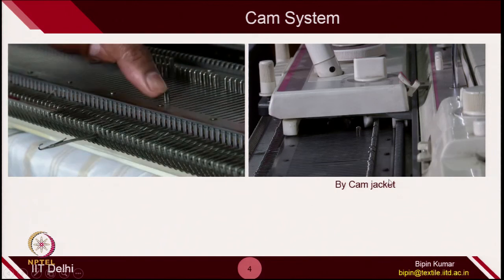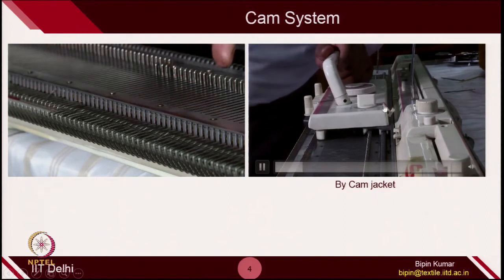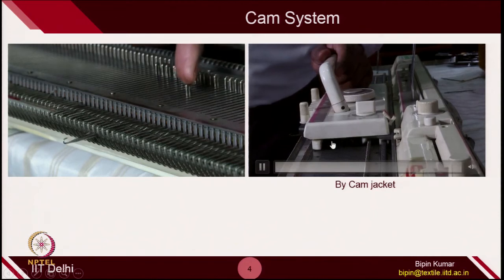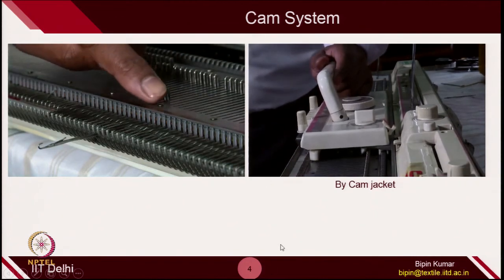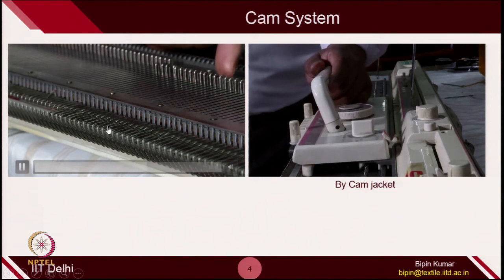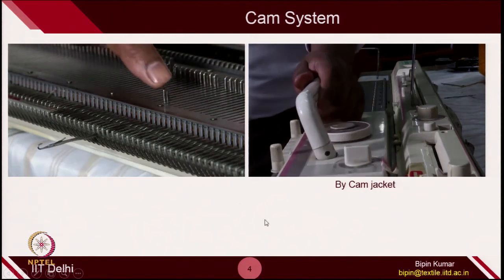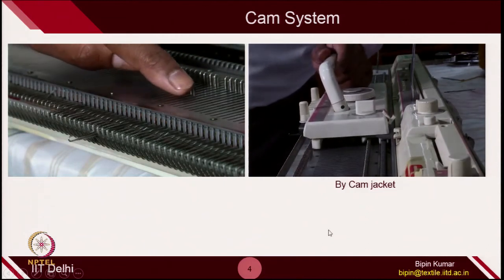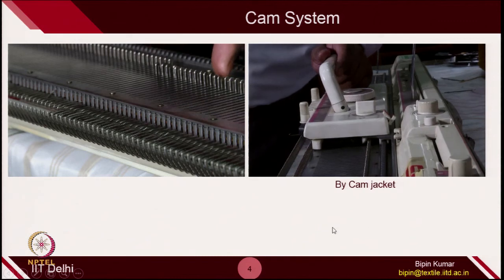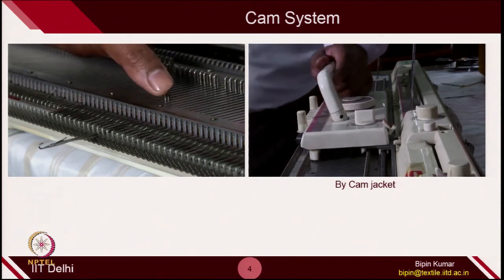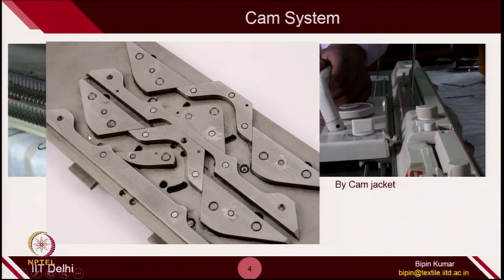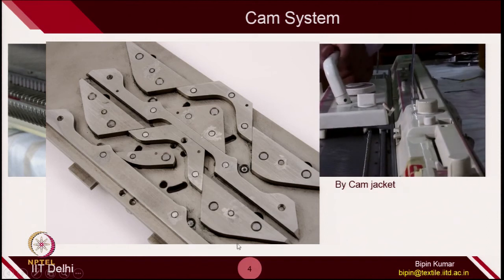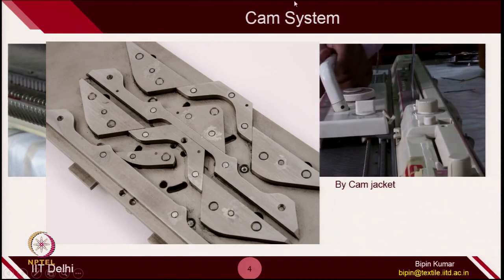The same thing is happening because of this cam jacket. So this is the cam jacket. When you are taking the cam jacket from left to right of the machine, you can see the needle is doing the same movement as shown in the left video. Okay, so here you can see the needle is doing the same thing. This is happening because of some kind of track that the needle butt has to follow. So we are going to understand these tracks which are created by the cam system.